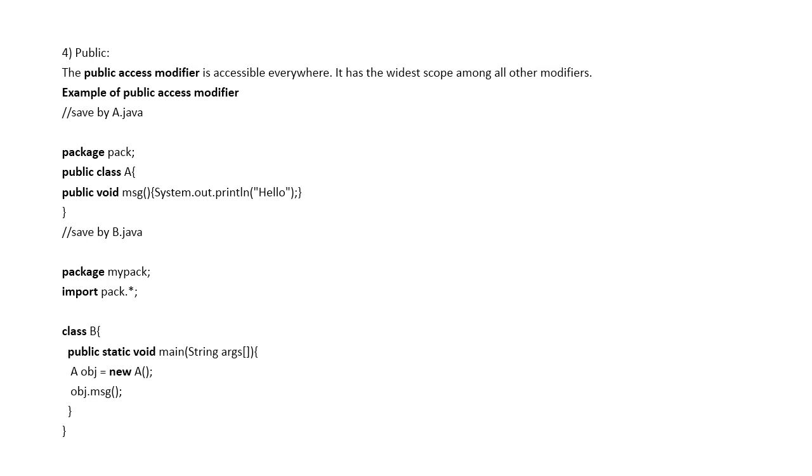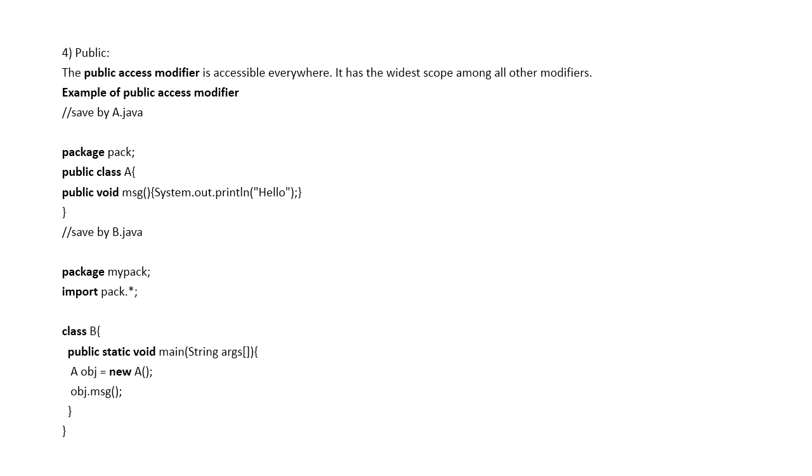The fourth is public. The public access modifier is accessible everywhere. It has the widest scope among all other modifiers. Here is an example of the public access modifier. Package 1 pack and package 2 mypack. In package 1 pack I am declaring class A and a public void message method inside the class A. It is public, and I am printing hello.